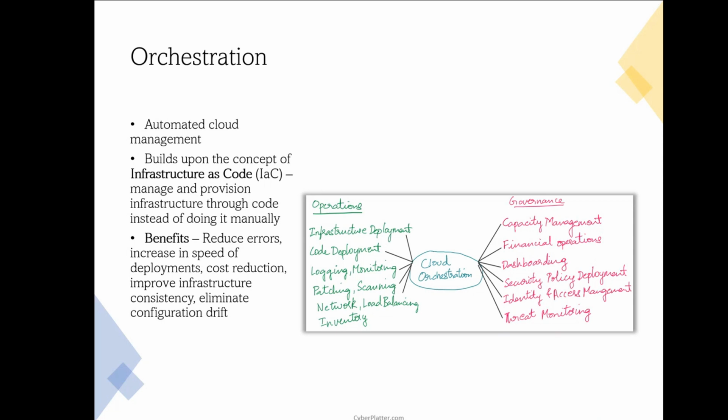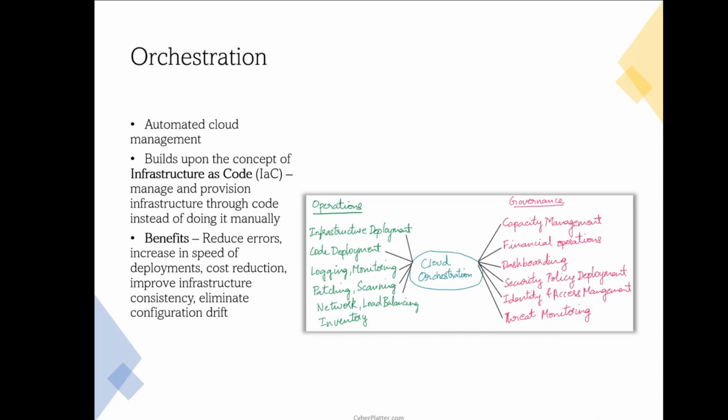Orchestration is the core component of cloud computing, right? It is automated cloud management. There are many operational tasks, say for example, infrastructure deployment, code deployment, logging, monitoring, all these can be automated. The governance activities as well, like dashboarding, reporting, security policy deployment, all this can be automated. Orchestration builds upon the concept of infrastructure as code, that is IaC. IaC is used to manage and provision infrastructure through code instead of doing it manually, right?